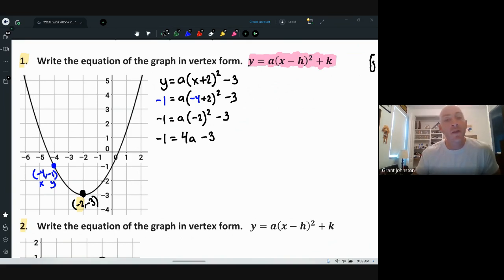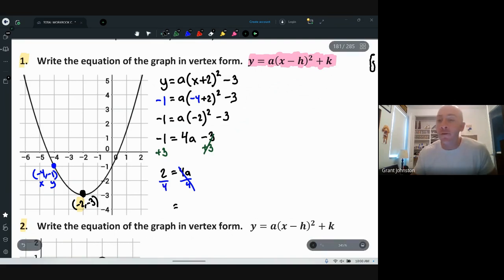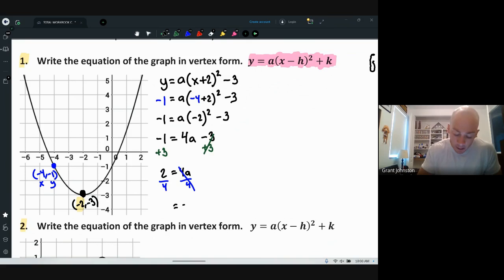Look at that. We just have a nice little two-step equation. I'm going to add 3 to both sides. That's 2 equals 4a. Again, I'm solving for a, so I can divide by 4 now. 2 divided by 4 is 0.5. You can use that for a, but I'm going to leave it as a fraction. 0.5 is just 1/2. 2/4 is just 1/2. So there we have it. We have a now. I'm going to underline that.